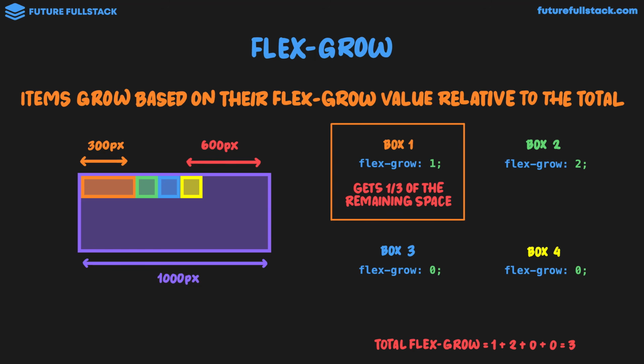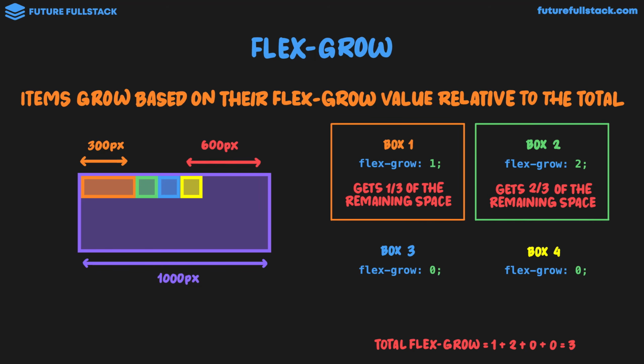Now the remaining space has obviously reduced, but we need to keep our eye on the original remaining space when doing these calculations, which is 600 pixels. So let's now take a look at box 2. Box 2 gets 2/3 of the remaining space. And that's because the flex-grow value is 2, the total flex-grow is 3, so it gets 2/3 of the remaining space, which is 2/3 times 600 pixels, which is 400 pixels, which means that box 2 will grow by 400 pixels to a total width of 500 pixels.